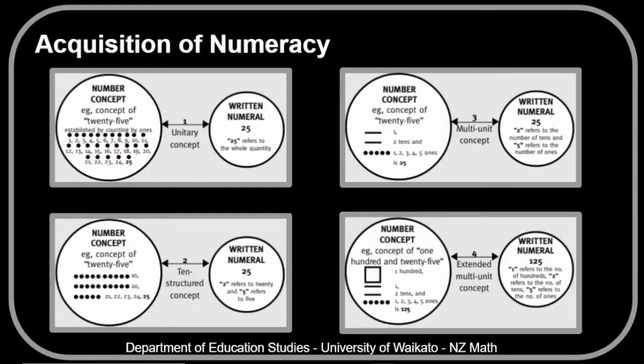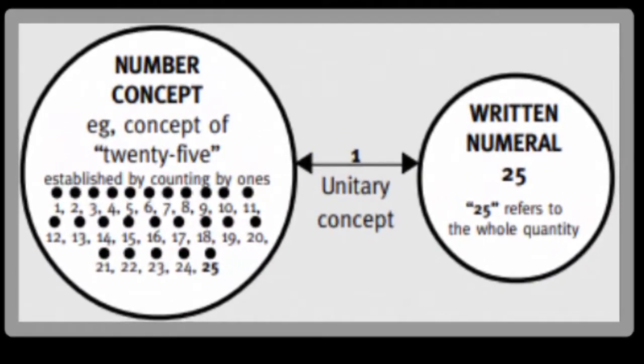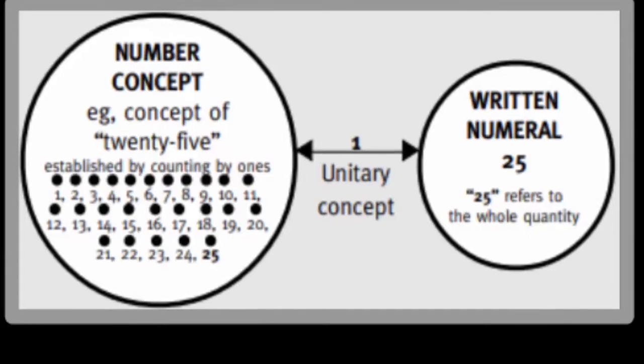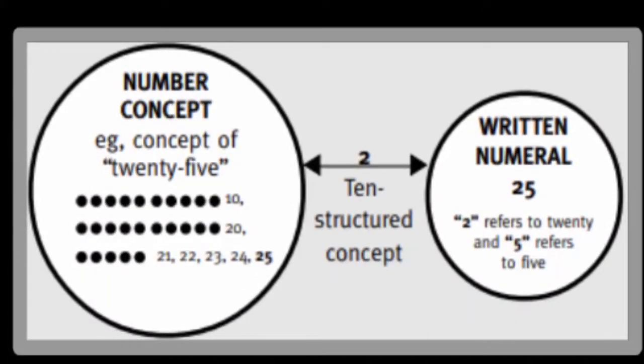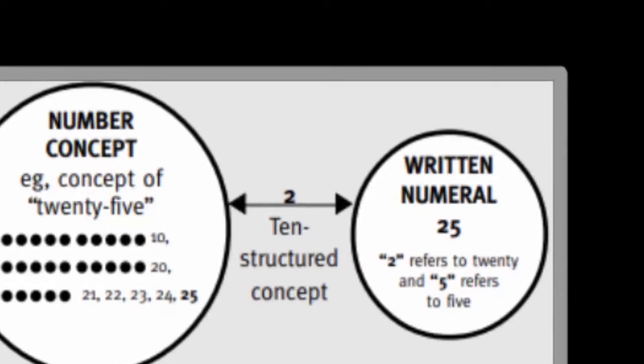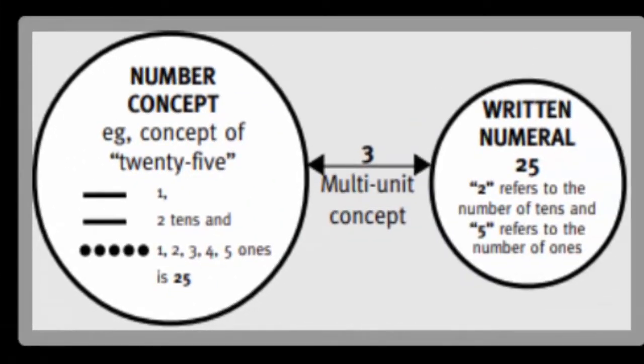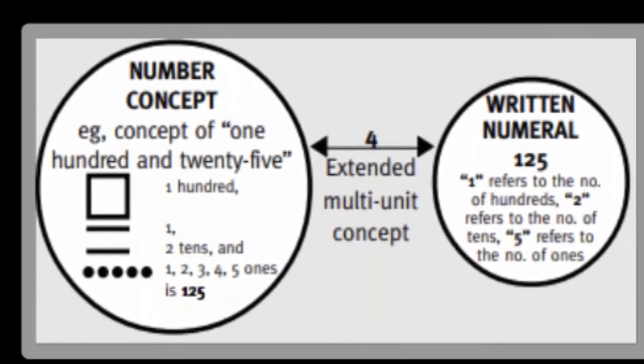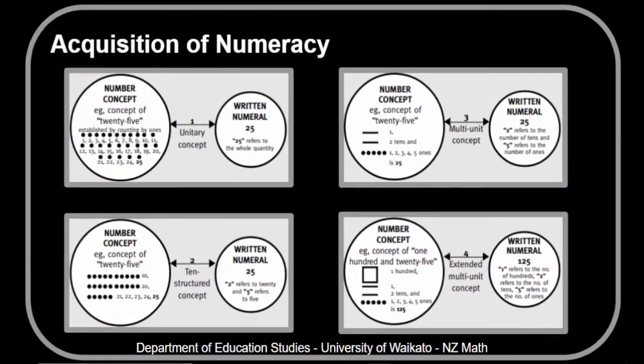The acquisition of numeracy occurs in developmental stages. Students begin with a unitary or counting by ones concept of numbers. Students then begin to group ones and begin to see a 10-structured system of counting. This thinking progresses into deeper place value understanding where units of tens and ones are counted separately and can be traded or exchanged, which then leads students to understanding multi-unit concepts that extend beyond tens and ones.